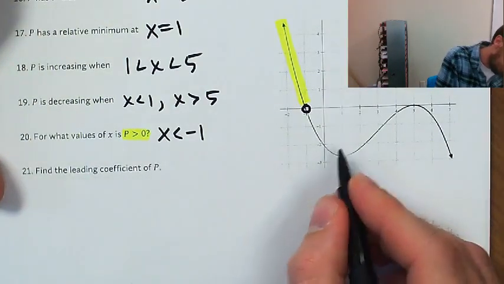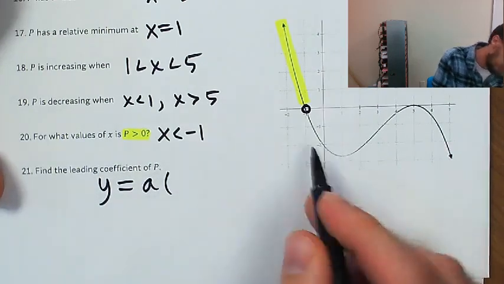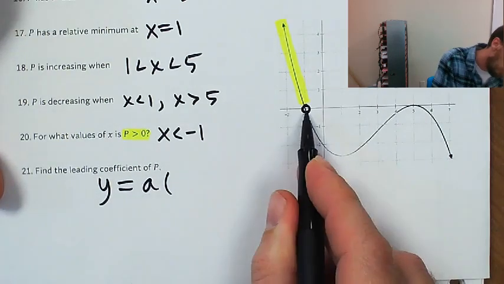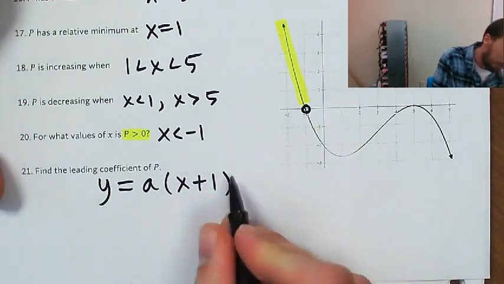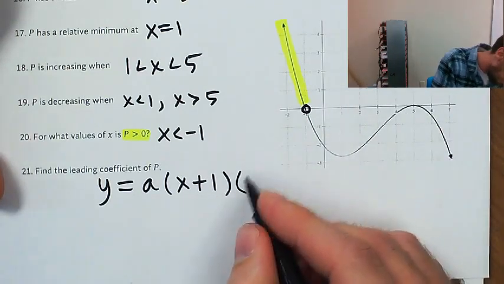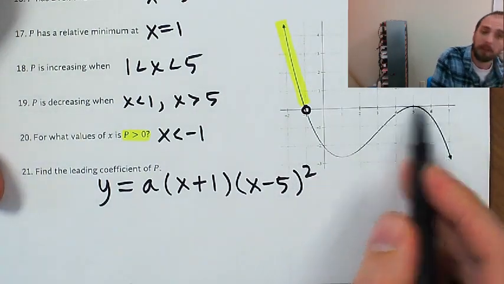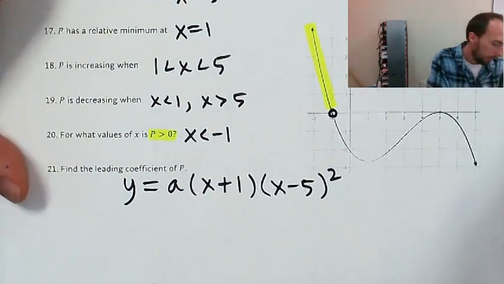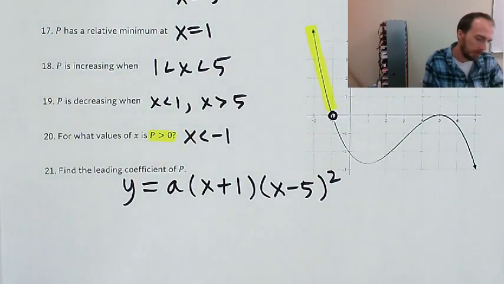So I'm going to put down a skeleton. I've got a single root, so it's going to be some number times, that's the leading coefficient I'm hoping to solve for, x minus negative 1. That's a single root because it's passing through confidently. And then over here I've got x minus 5, but that's going to be squared because I'm seeing that bounce. It's a double root.